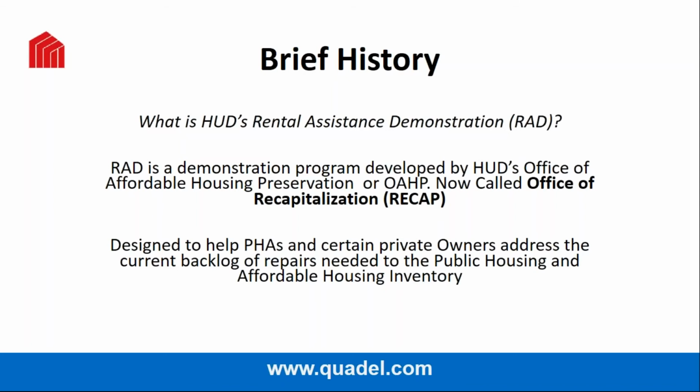So RAD was designed as an alternative way for PHAs and owners to obtain the necessary funding to address their current backlog of capital repairs or improvements needed at their projects. HUD originally estimated there were approximately 1.2 million units in the public housing inventory, which have a capital needs repair backlog of nearly $26 billion. That's a lot of money for needed repairs, and due to the lack of repair funding, the public housing inventory has been declining annually, with approximately 10,000 public housing units being demolished and/or disposed of each year.